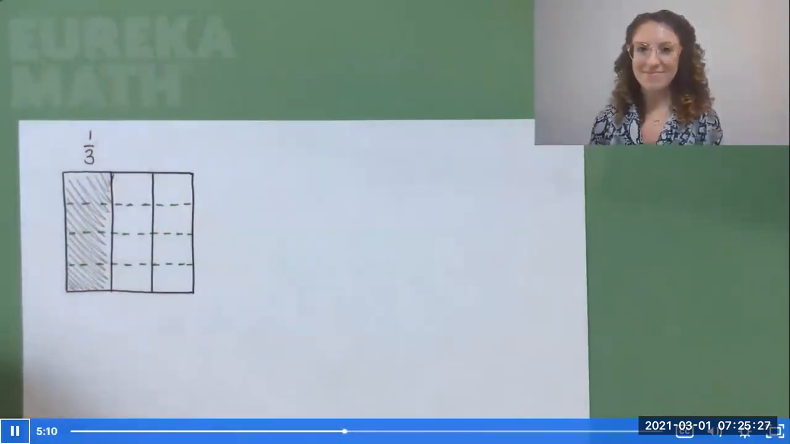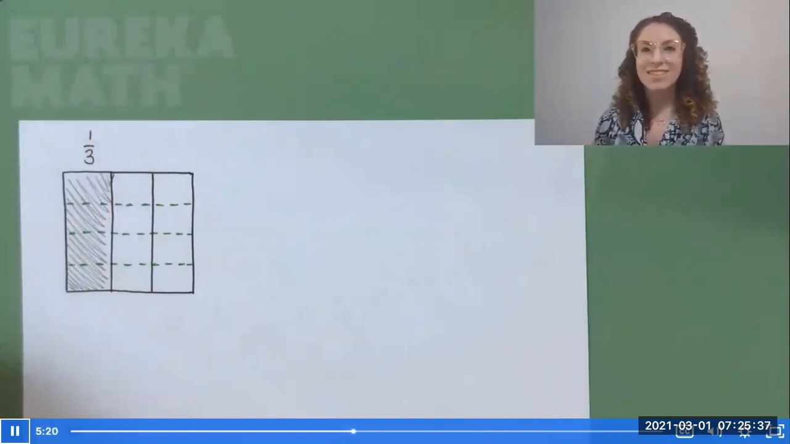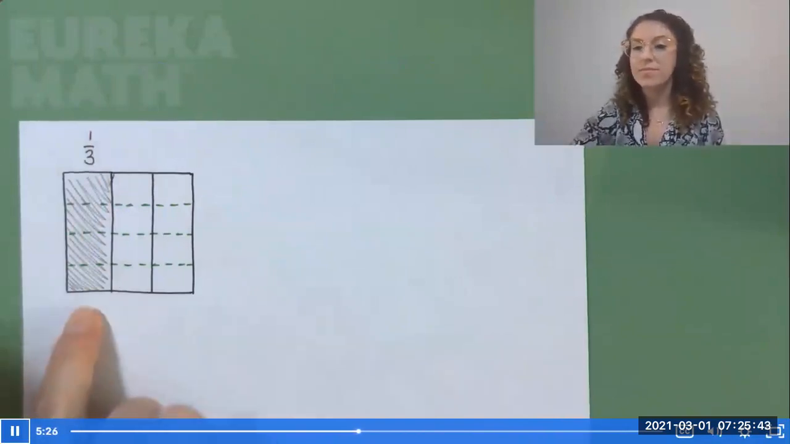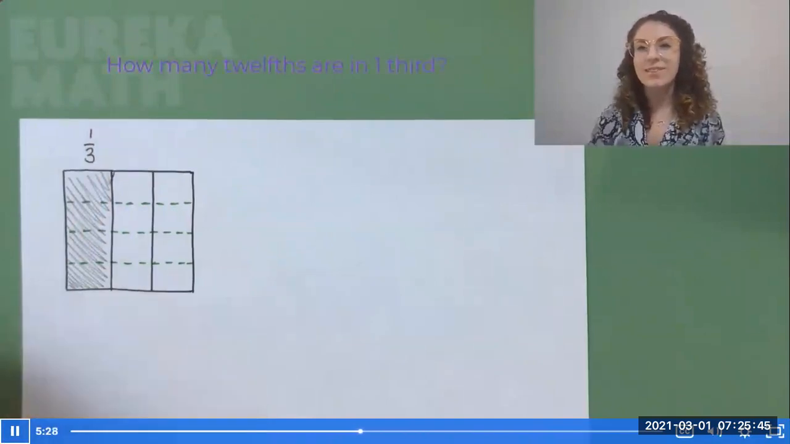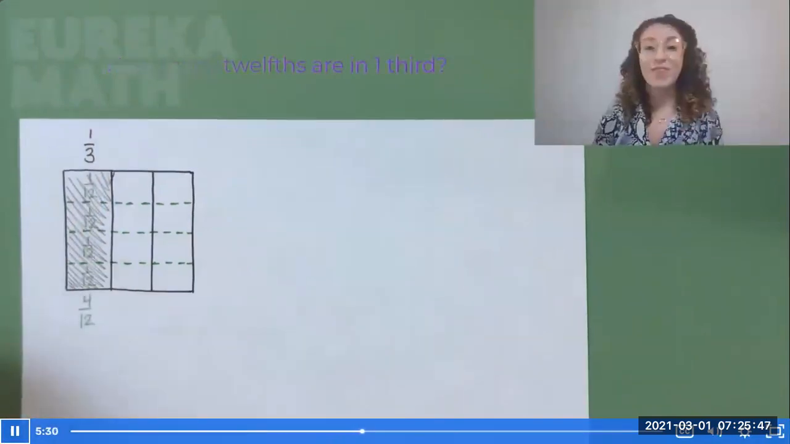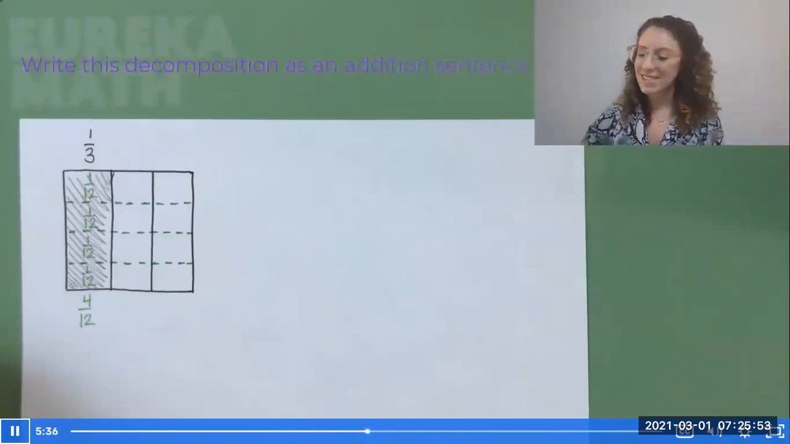Here's mine. How many lines did you draw? I drew 3 horizontal lines to make 4 rows. Do we both have 12 parts? Notice the part we shaded in, 1/3. How many twelfths are shaded? 4 twelfths. Pause the video and write this decomposition as an addition sentence.